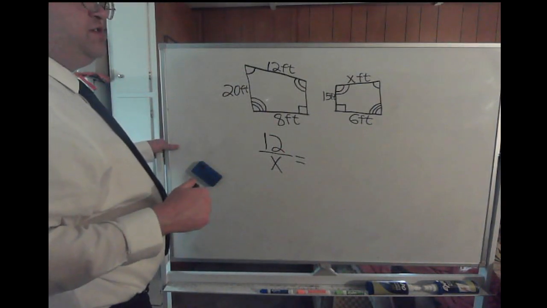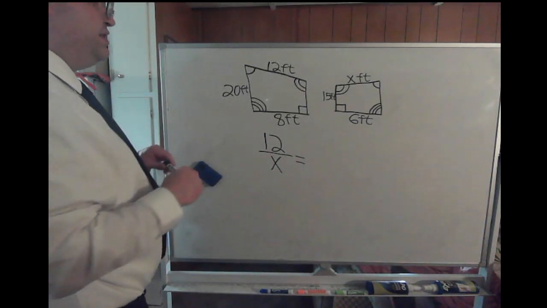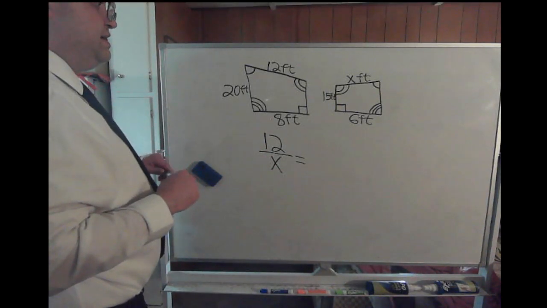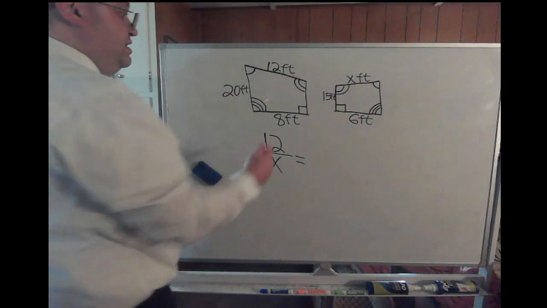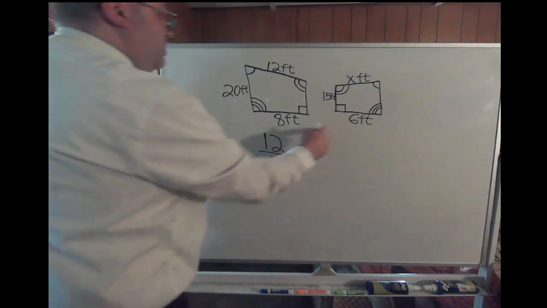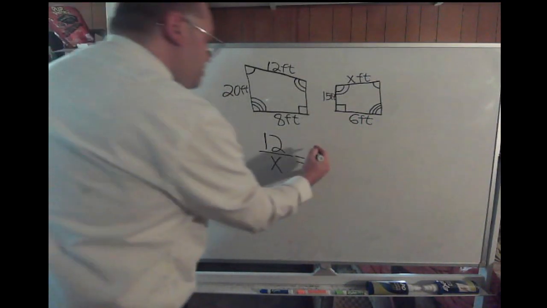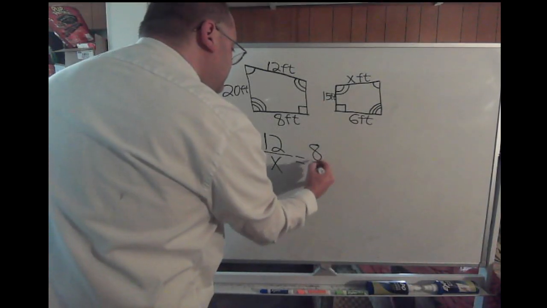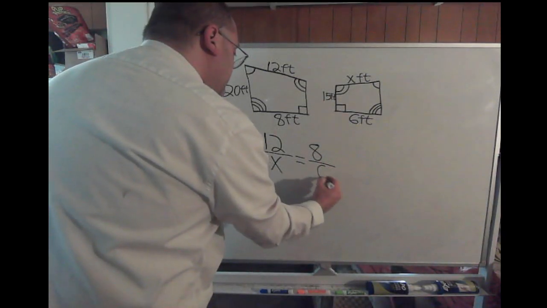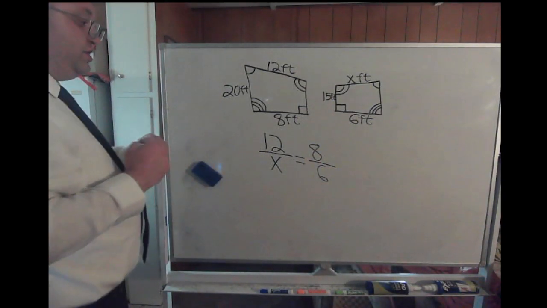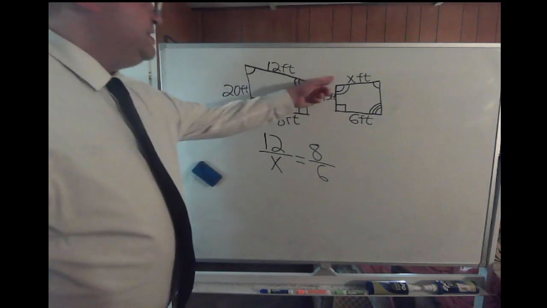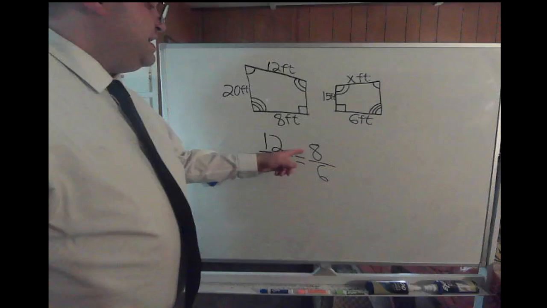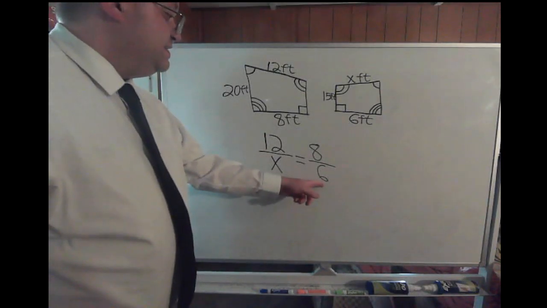So unless we want to solve for another missing measure, let's not use the 20 or the 15. That leaves only the 8 feet and the 6 feet. Based on the congruency markings here, that 8 would correspond to 6. Alright, so you have your proportion set up. 12 corresponds to the x. You set that equal to the 8 corresponds to the 6.